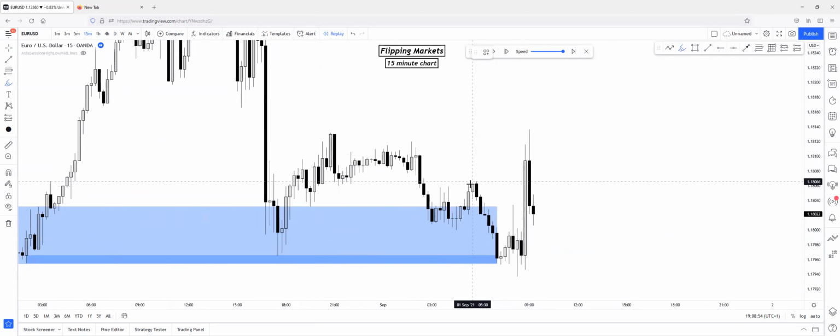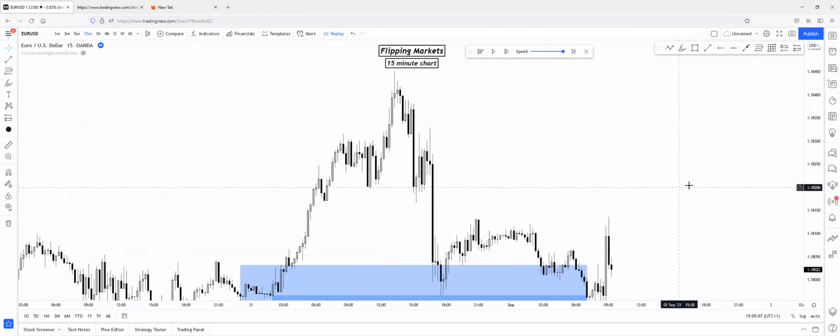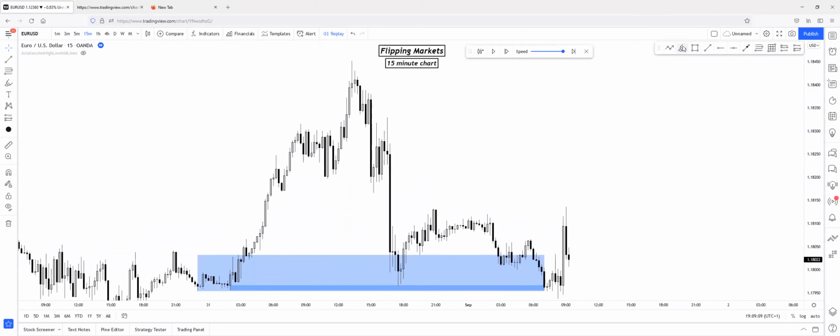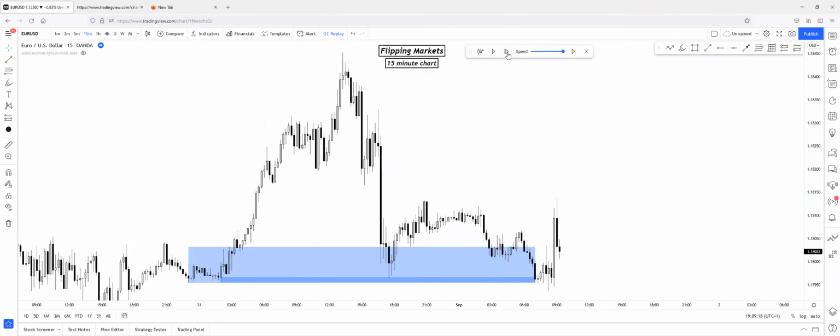And after a liquidity sweep and the mitigation of this 15-minute POI, this 15-minute demand zone, price reversed to the upside with a change of character here. And as I said, after the 4-hour demand tap, we'll expect the same order flow, the bullish order flow, on the 15-minute chart, so creating a series of higher highs and higher lows. So let's play price forward again.